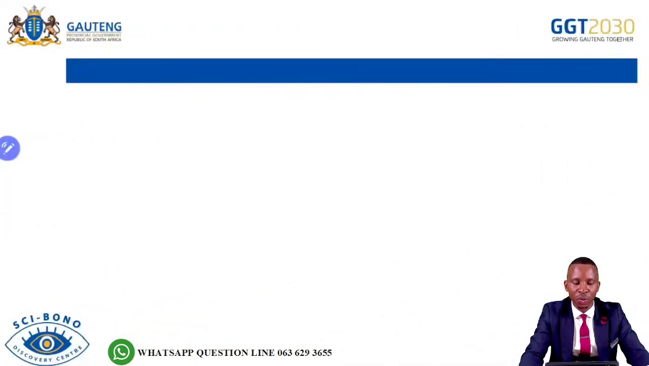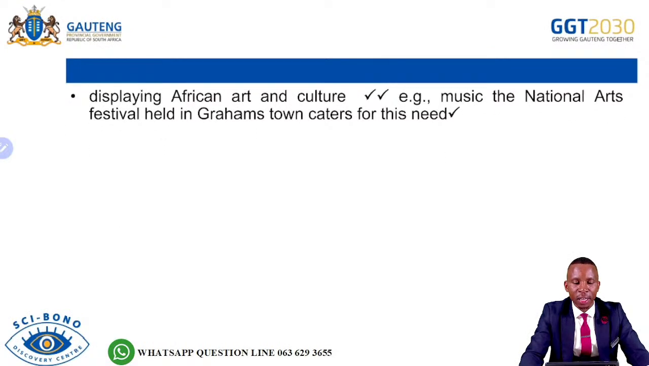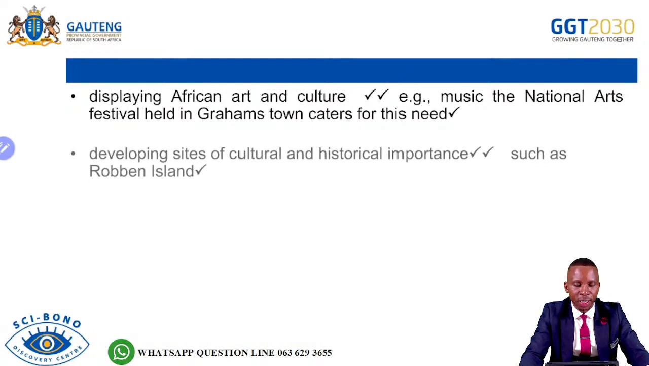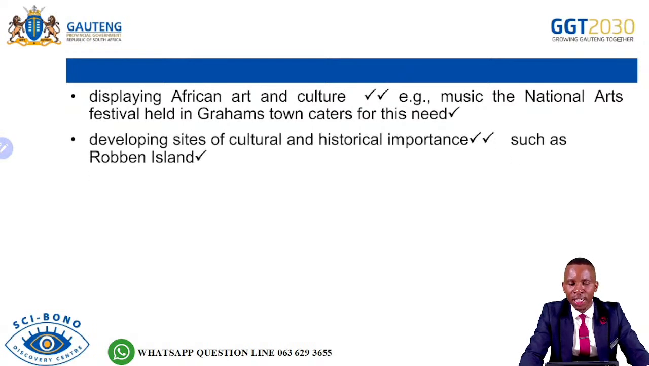Then we go to the conclusion. And then, okay, we continue. Displaying African art and culture, e.g., music, the National Arts Festival held in Grahamstown caters for this need. Developing sites of cultural and historical importance such as Robben Island.